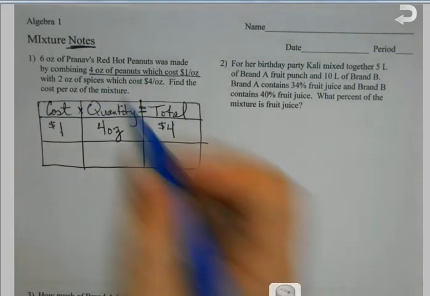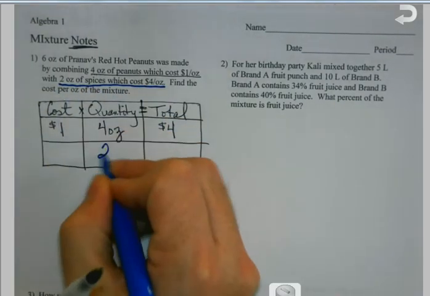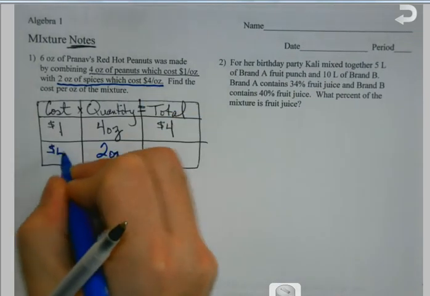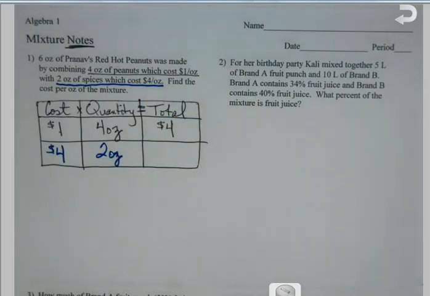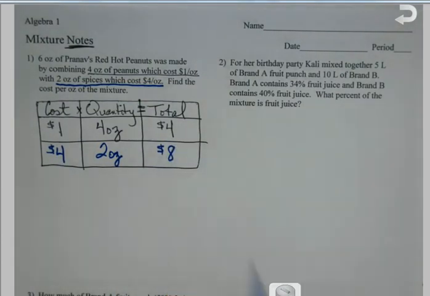My second part says I have 2 ounces of spices that cost $4 an ounce. And again, cost times quantity equals the total.